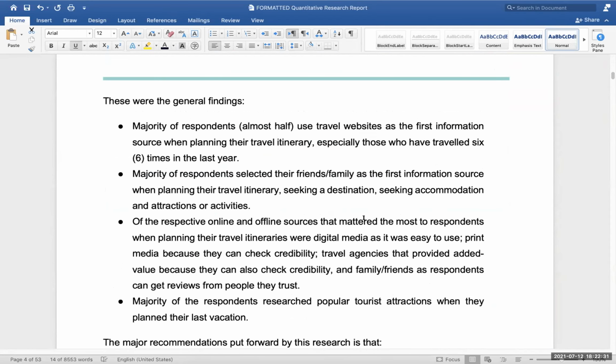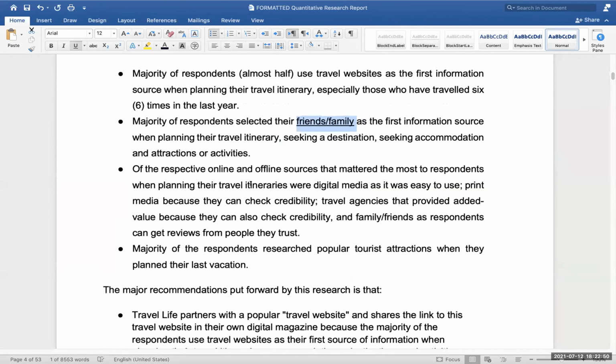Majority of the respondents use travel websites as the first information source when planning their travel itinerary. Second, majority of the respondents selected their friends and family as the first information source. So families and friends are offline sources. Print media matters, because they can check the credibility, in other words, if it's coming from the Gleaner or the Observer. Travel agencies matter too, because you call them and they know what they're talking about.